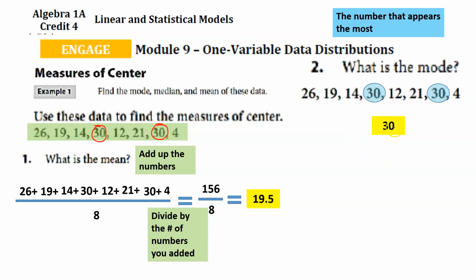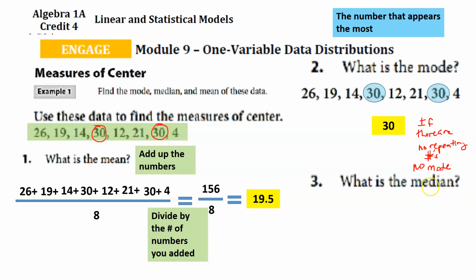One student did ask, what if there is no mode? What if none of the numbers repeat? If there are no repeating numbers, then there is no mode. So if there are no repeating numbers, that's supposed to be the number symbol, there is no mode.